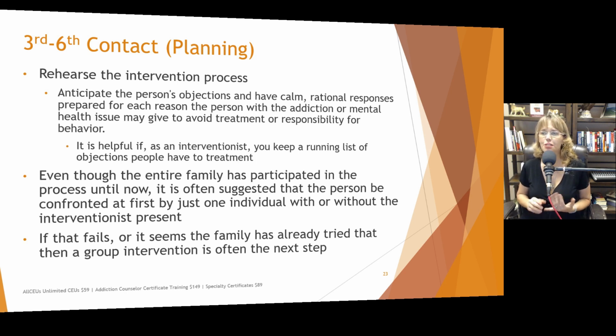Even though the entire family has participated in the process until now, and remember, I'm using that term family really loosely. It's anybody who's really important to the identified patient. It's often suggested that the identified patient be confronted at first by just one person, with or without the interventionist present. And that'll depend entirely on the patient and the situation. That's going to be a family-to-family thing. If that fails, or if it seems the family has already tried that, then a group intervention may be the next step.